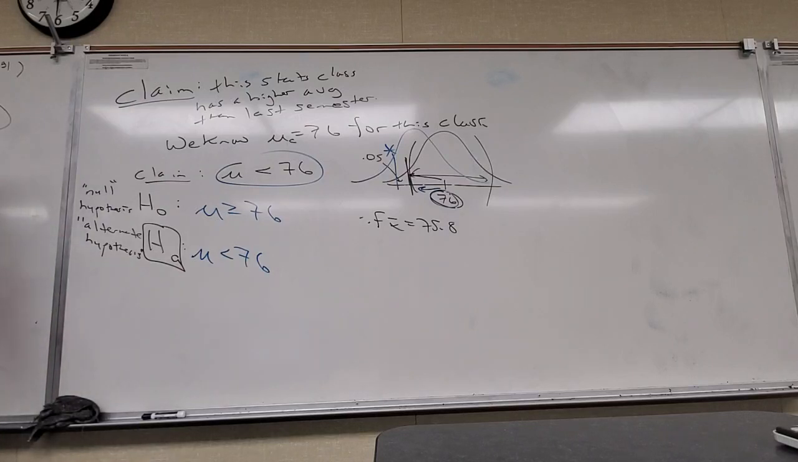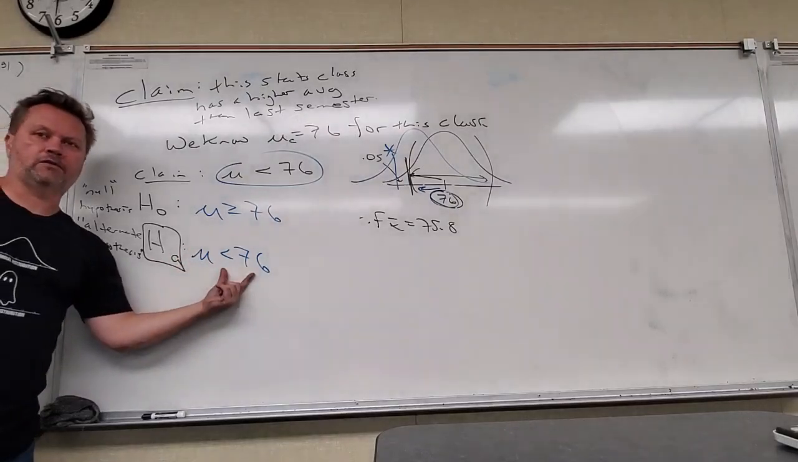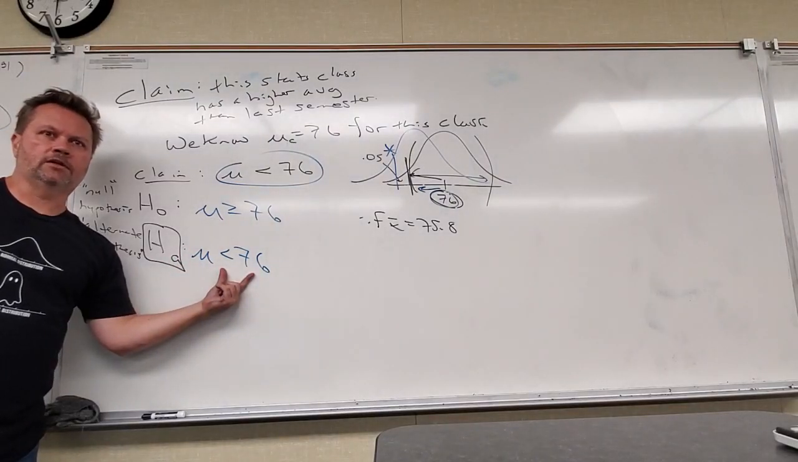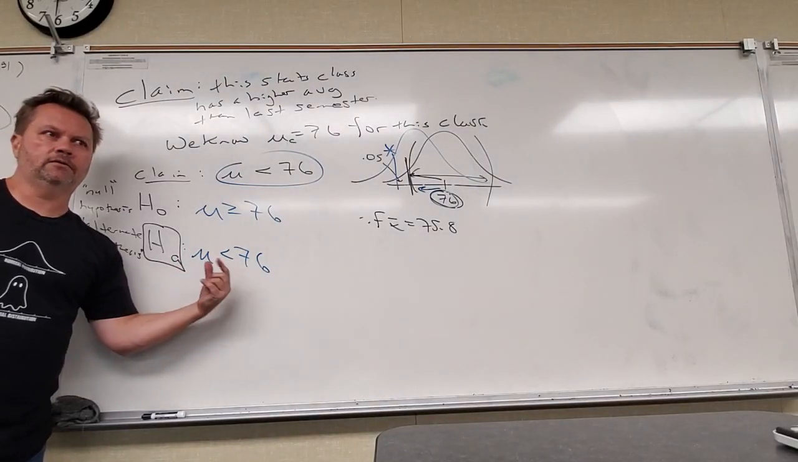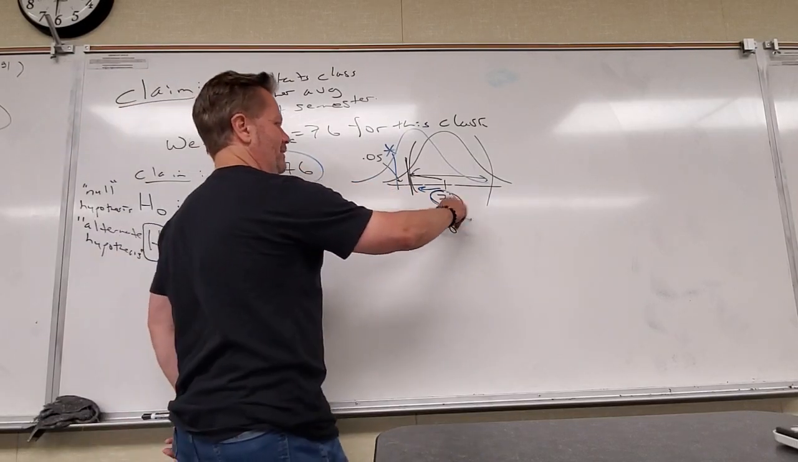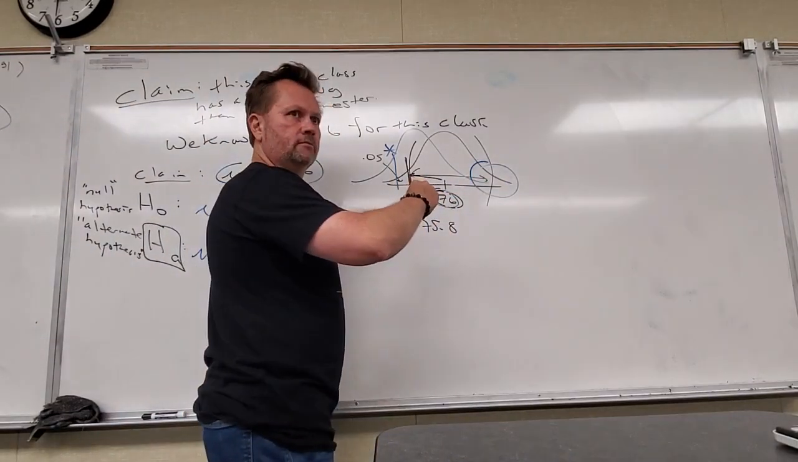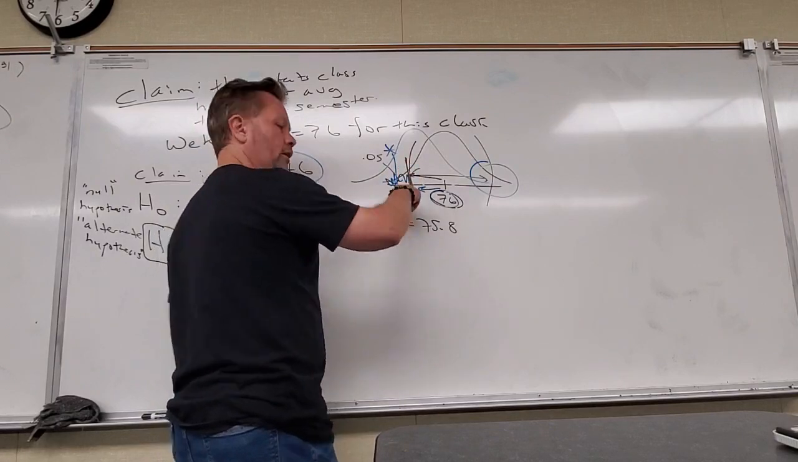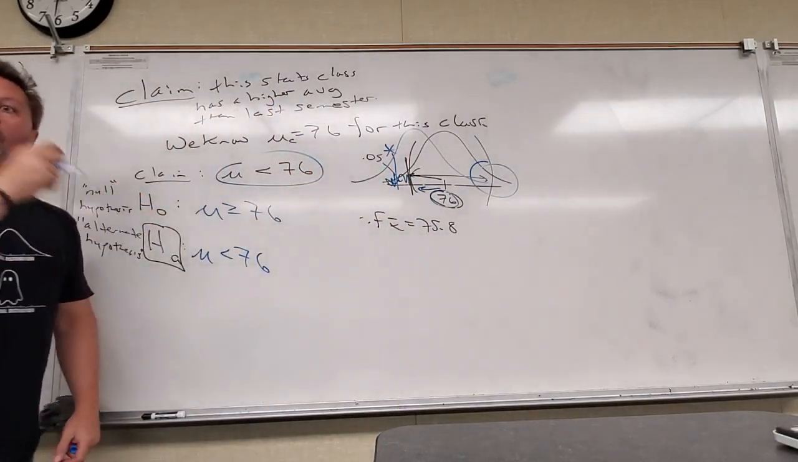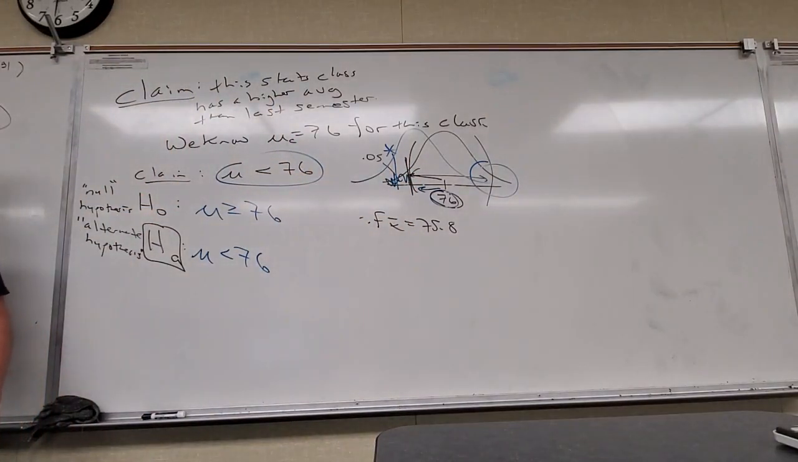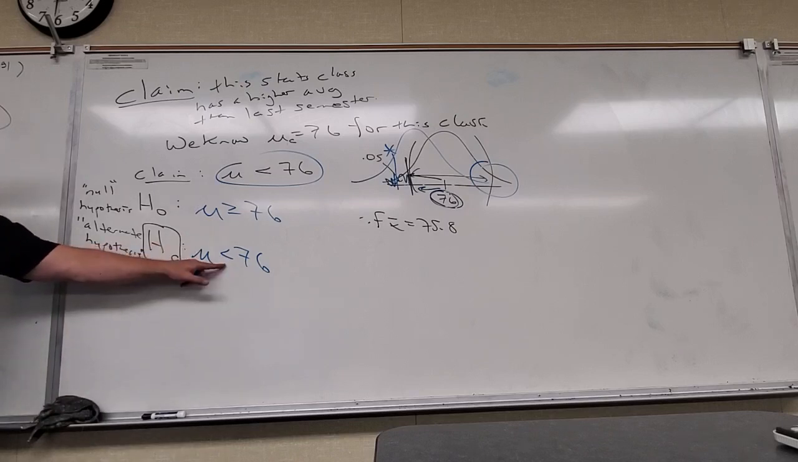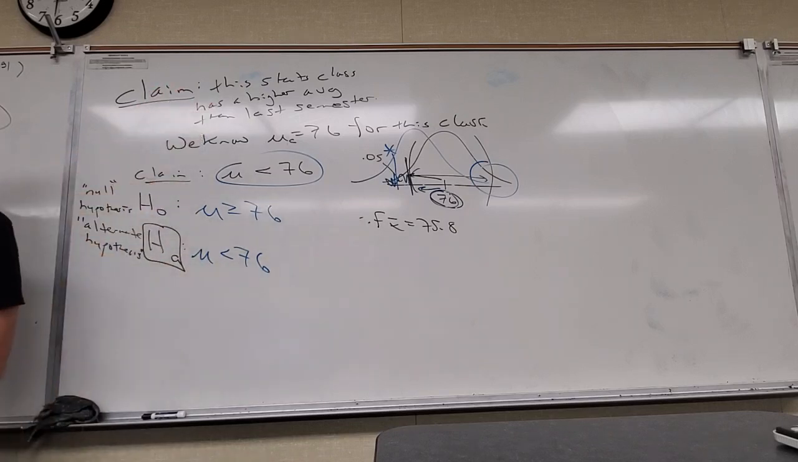What does your gut tell you? Look at the picture I drew. Is this a one-tail or a two-tail test? Two-tail. In order to show evidence for this, isn't there just one tail I'm focusing on? To show evidence that it's less than 76, do I care about this side? I need to show up over here, right? One-tail test. So if I see a less than or a greater than there, it's a one-tail test. This side or that side.